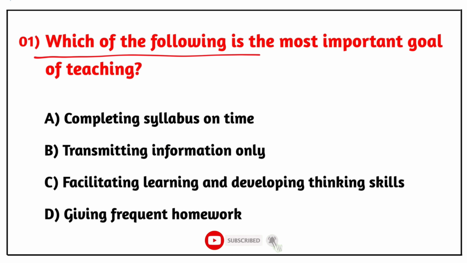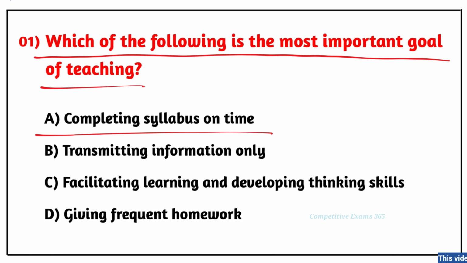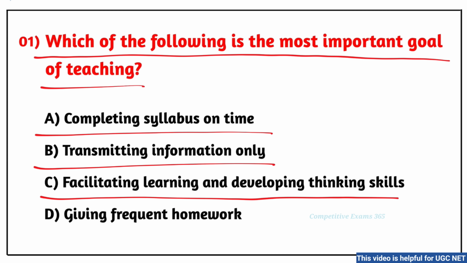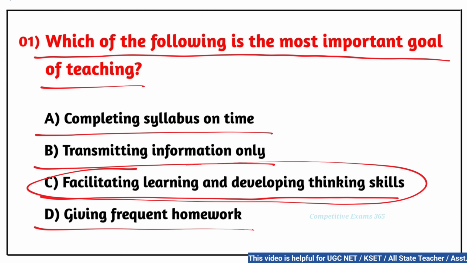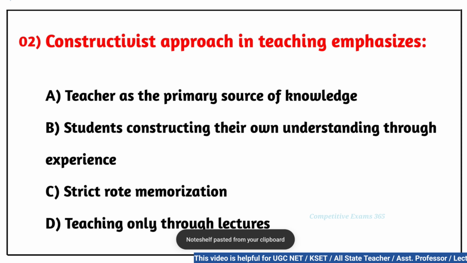Which of the following is the most important goal of teaching? Option A, completing syllabus on time. Option B, transmitting information only. Option C, facilitating learning and developing thinking skills. Option D, giving frequent homework. Option C, facilitating learning and developing thinking skills. It is the correct answer.